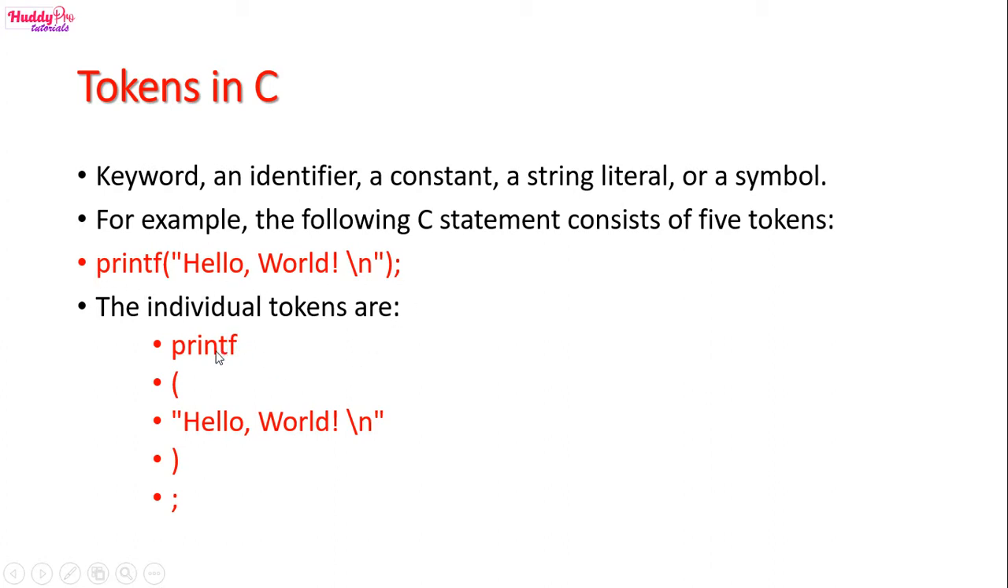The first token is printf. Remember, a token can be a keyword, so this printf is a keyword. A token can be a symbol, so you are seeing this symbol and this symbol, those are tokens. A token can be a string. So this hello world is a string. A string is identified by seeing the quotes. So when you see a word enclosed in quotes, that is a string. And then we have the terminator, the semicolon. So we have 1, 2, 3, 4, and 5 tokens in that C statement.